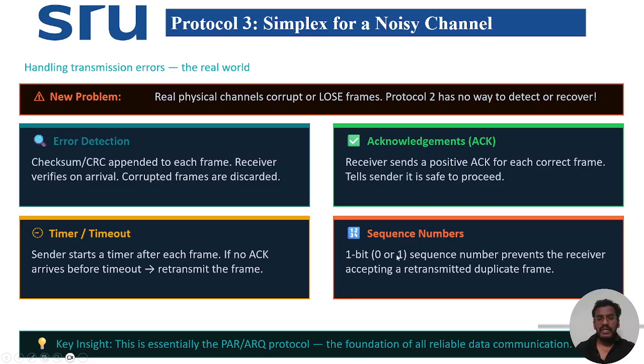Coming to the sequence number, the bits are 1 or 0. The sequence number prevents the receiver from accepting a retransmitted duplicate frame. The key insight is that these ARQ protocols are the foundation of all reliable data communications.